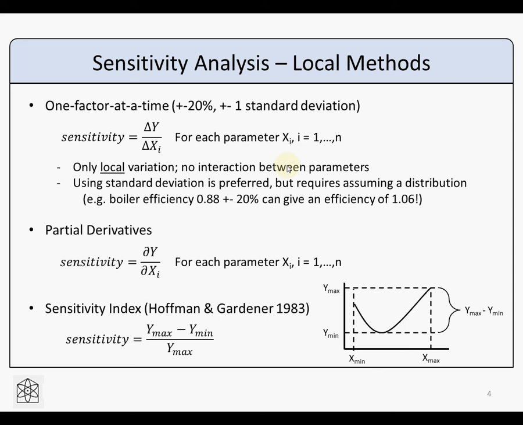You might not necessarily want to use percentages. I recommend using standard deviations on that parameter distribution if you can. An example of that is if you have a boiler efficiency of 0.88 and you vary it by plus or minus 20%, well, then you might get an efficiency value of 1.06, which is infeasible. So if you have a parameter distribution that you know you're sampling from, then you can pick, say, a standard deviation of that. But that requires you to assume some sort of distribution. So if you want, you can assume a normal distribution or a log normal distribution. Those are probably the most common, or a uniform distribution.